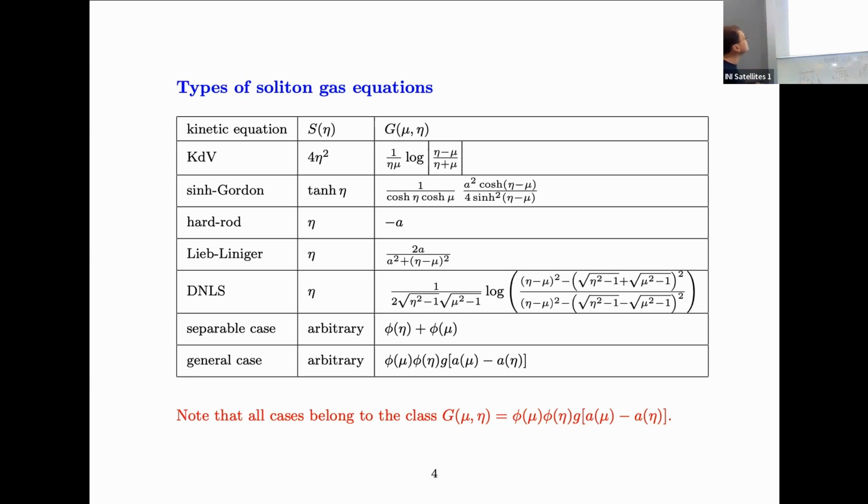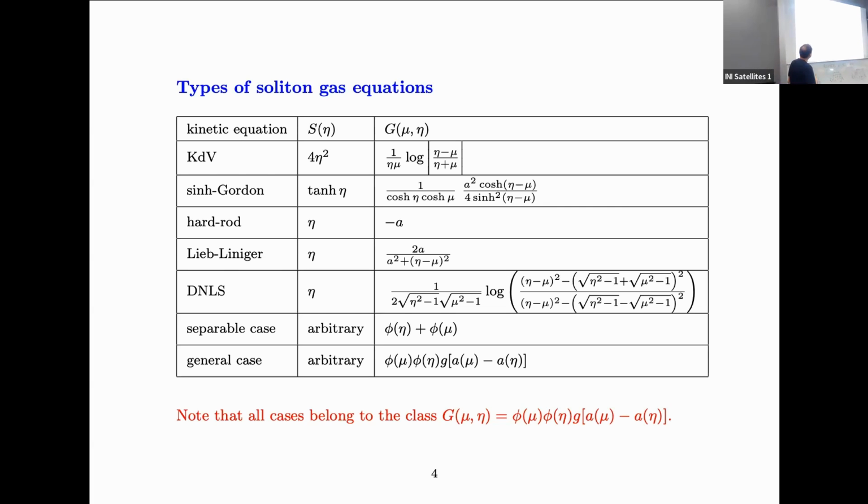This imposed a constraint on the kernel, namely the kernel must be of this form: some function of mu times some function of eta times some function of the difference. So in fact, there are three arbitrary functions in this ansatz. You can check that all these cases fit into this class, all of them of this type. And the theorem is that cold gas reductions are locally Hamiltonian if and only if this property holds.